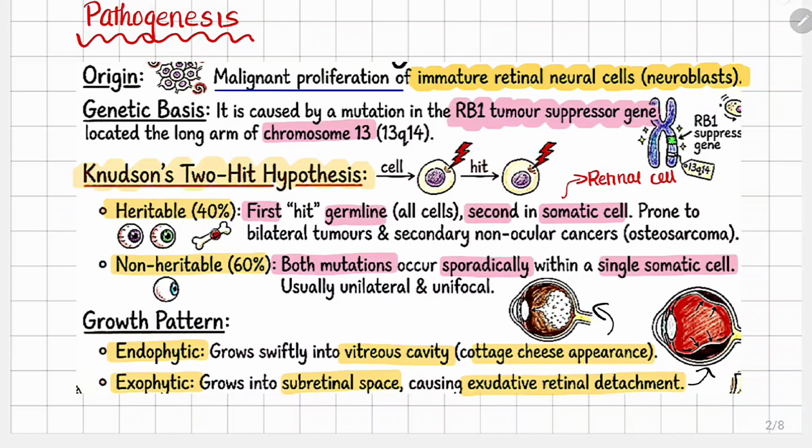So here they say that if the tumor is heritable, there are 2 hits. First hit is in the germ line, that is it affects all the cells, while the second hit is in the somatic cell, that is the retinal cell. So there can be non-ocular cancers also because the first hit is in the germ line, that is it affects all the cells. While in the non-heritable or the sporadic type, both the mutations, first and the second, occur sporadically within the single somatic cell, that is the retinal cell. So it is unilateral and unifocal.